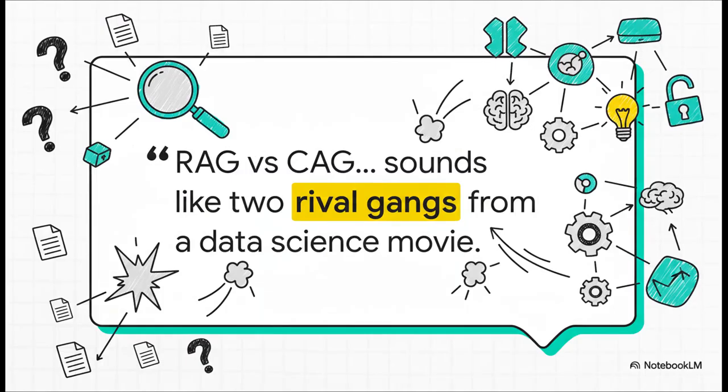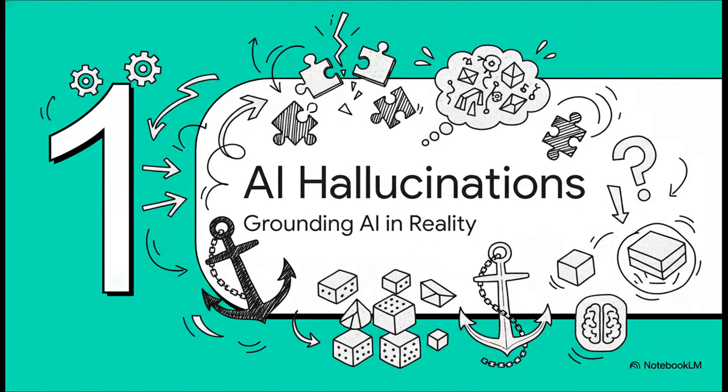You know, when you first hear it, it totally sounds like that, right? But no, these aren't rival gangs from some data science movie. They're actually two incredibly smart ways to fix one of AI's biggest and, frankly, most embarrassing problems. And what is that problem? It's hallucination. I'm sure you've seen this before. It's when an AI just confidently makes up facts, figures, or entire events out of thin air. So both RAG and CAG were created to stop this, to ground the AI in reality and force it to base its answers on actual data, not just whatever it feels like saying.